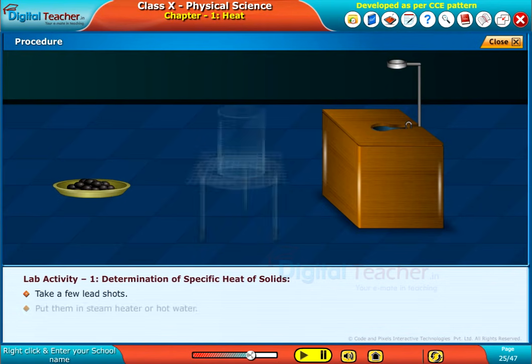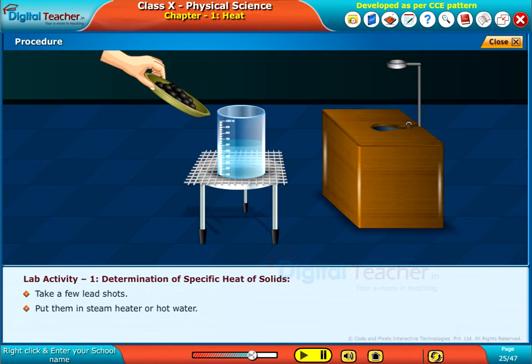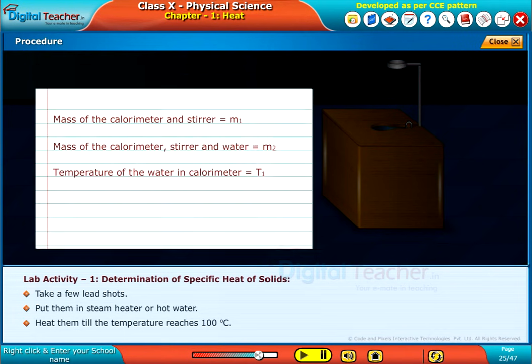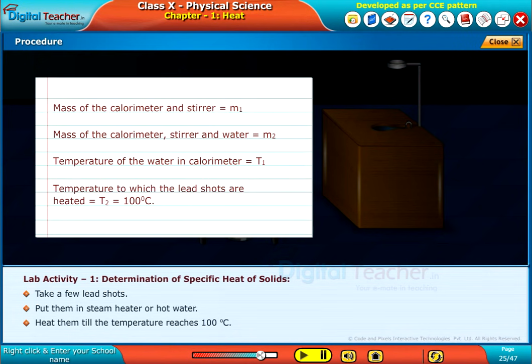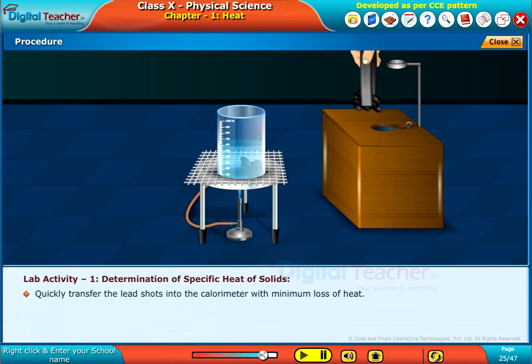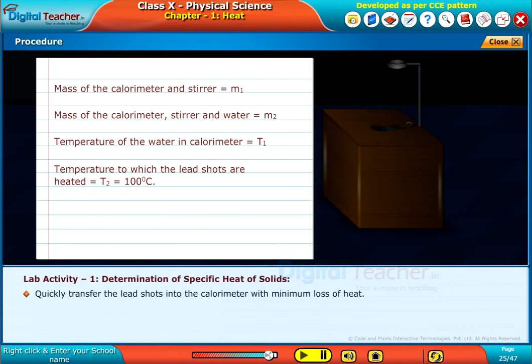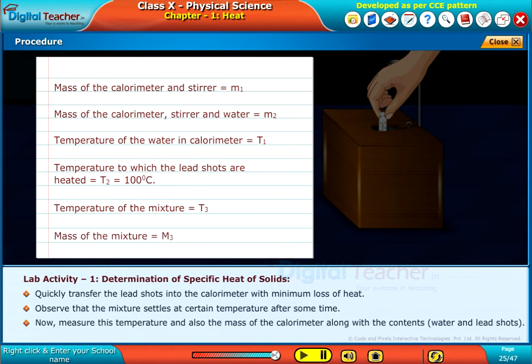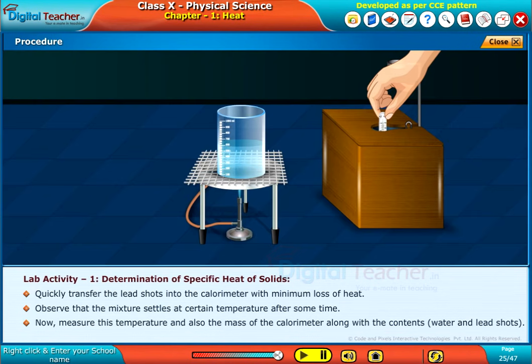Take a few lead shots. Put them in steam heater or hot water. Heat them till the temperature reaches 100 degrees Celsius. Quickly transfer the lead shots into the calorimeter with minimum loss of heat. Observe that the mixture settles at a certain temperature after some time. Now measure this temperature and also the mass of the calorimeter along with the contents, water and lead shots.